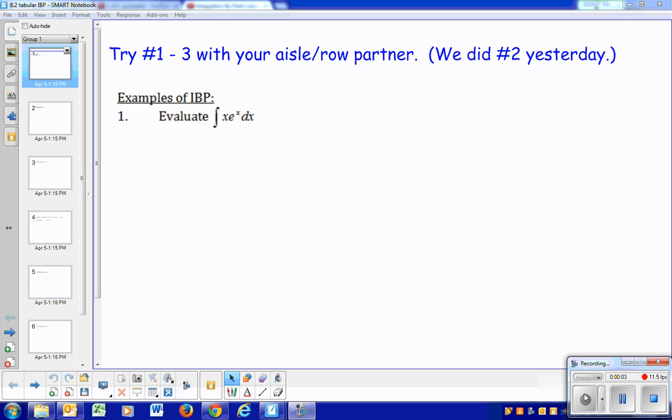Hi, this is day 2 of integration by parts, where we learn something called tabular integration by parts. It's a technique for dealing with questions similar to the last example from the previous lesson, where you had to do integration by parts repeatedly.